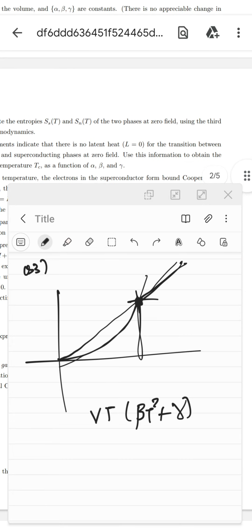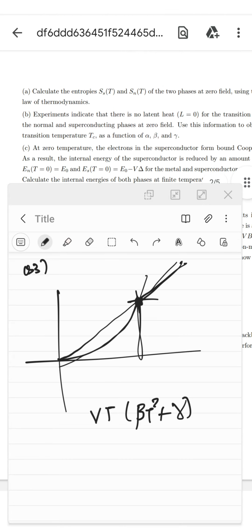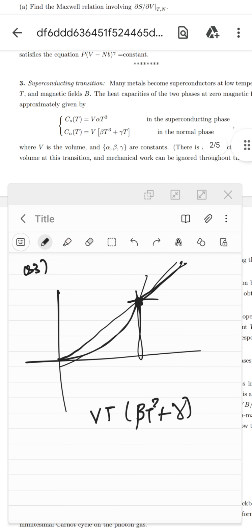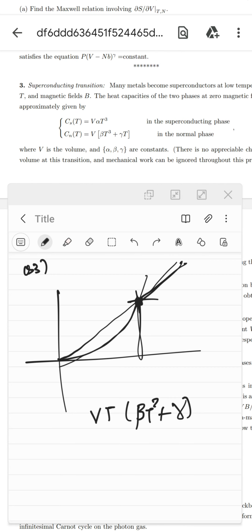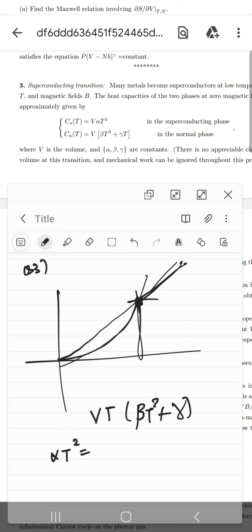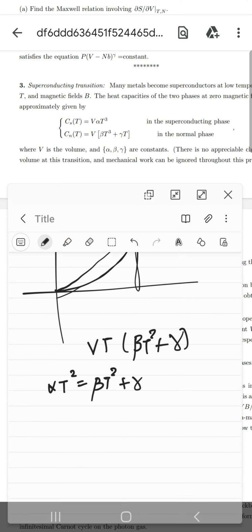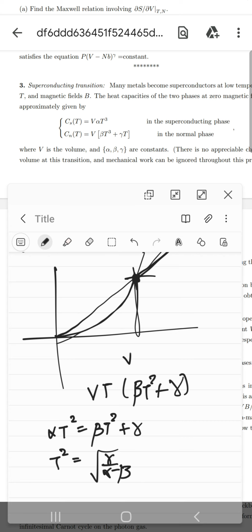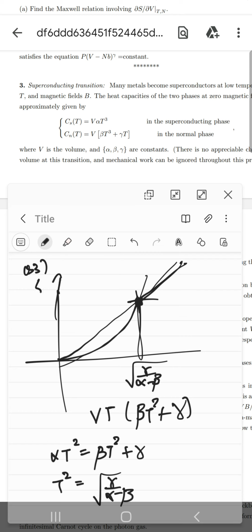Okay. Using the third law of thermodynamics. So we'll have to figure out what the temperature is where these two become equal. And that's to say that, oh wait, okay, you have beta T to the power 3. That's weird. But essentially what you have is alpha T squared equal to beta T squared plus gamma. Let's just have T squared equal to the square root of gamma upon alpha minus beta. This is where you have something changing. So whatever is the entropy at that particular point.